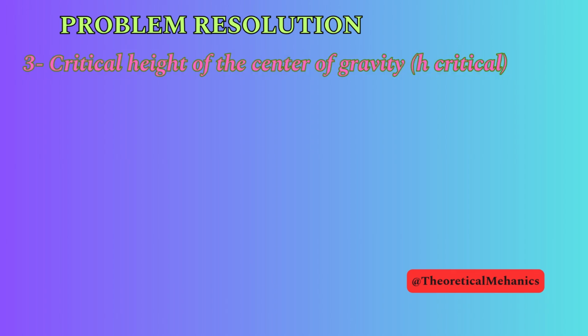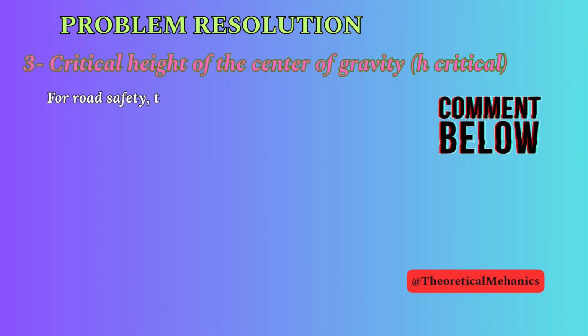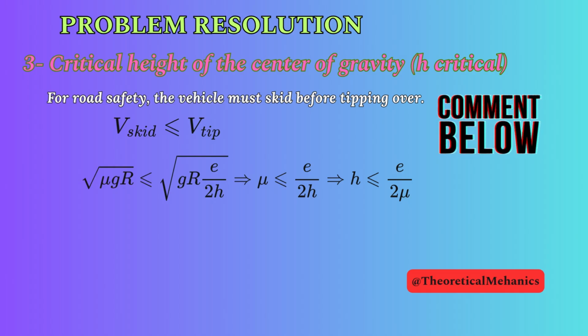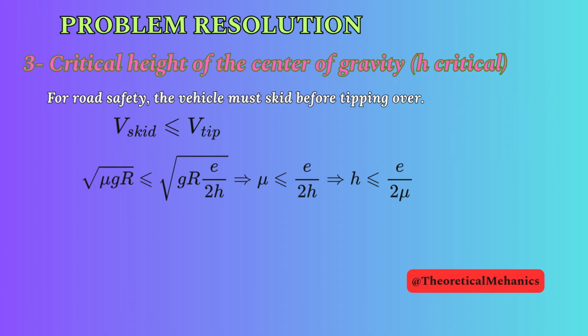3. Critical height of the center of gravity. For road safety, the vehicle must skid before tipping over: v skid is less than v tip. Therefore, the square root of mu g r is less than or equal to the square root of g r times e divided by 2h, which means that mu is less than or equal to e divided by 2h, or h is less than or equal to e divided by 2 mu. This finally gives the critical height, h critical, equal to e divided by 2 mu.